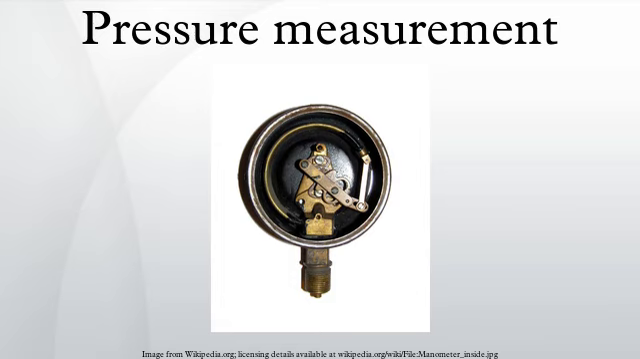Many techniques have been developed for the measurement of pressure and vacuum. Instruments used to measure pressure are called pressure gauges or vacuum gauges. A manometer is an instrument that uses a column of liquid to measure pressure, although the term is often used nowadays to mean any pressure measuring instrument.